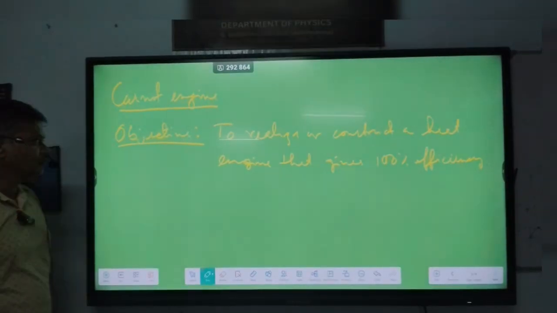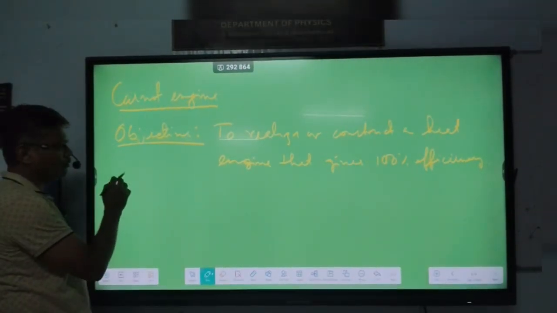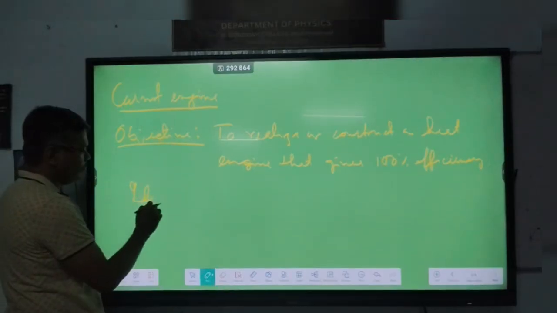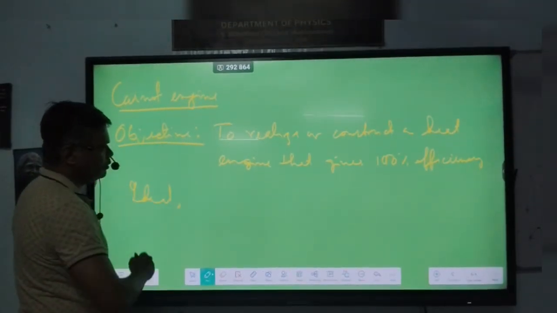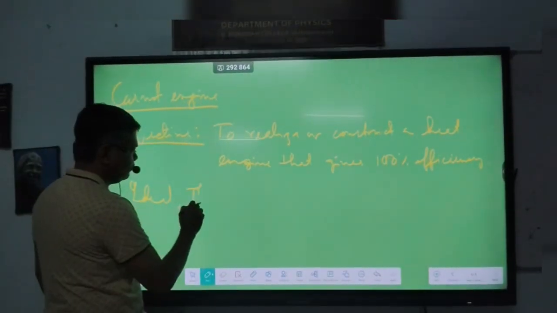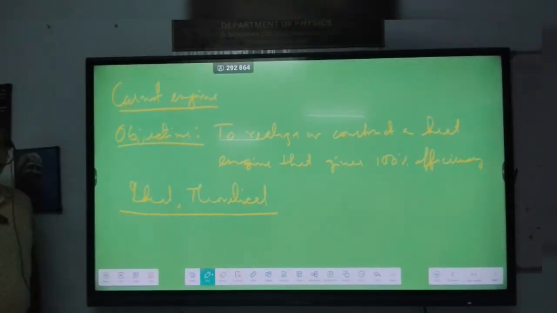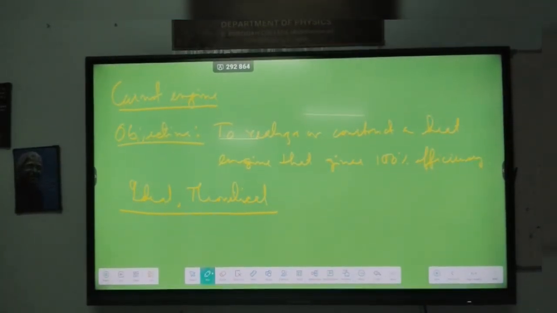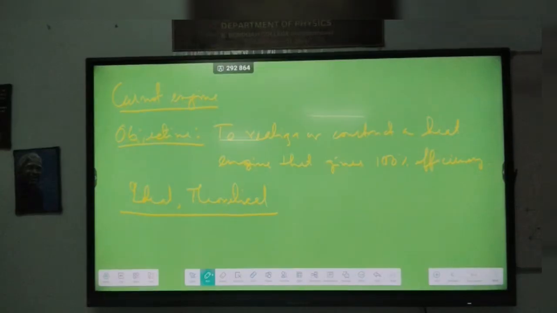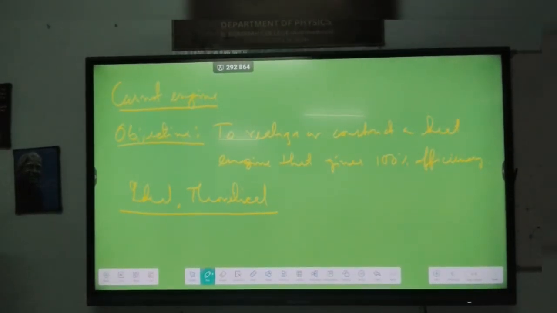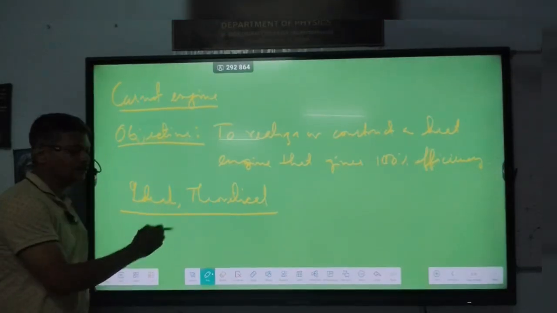And for that purpose, Carnot considered this engine to be ideal and theoretical. Ideal and theoretical, proposed theoretically. He has proposed the engine theoretically. That means it is a theoretical engine. First of all, whether it can be practically implemented or not, that is a different issue. But he has proposed a theoretical engine, and he also called it an ideal heat engine.